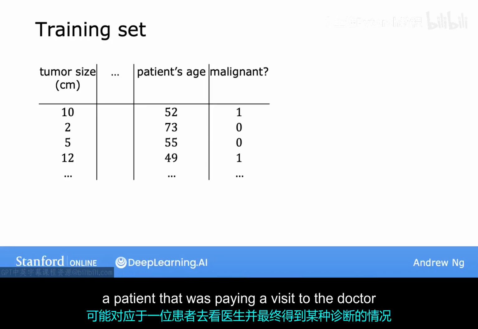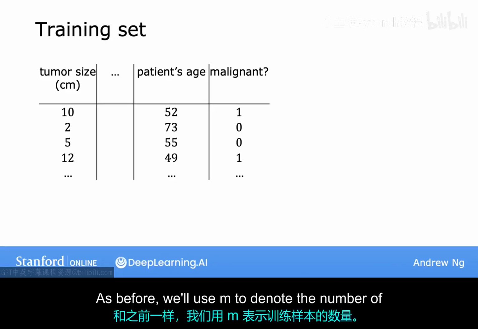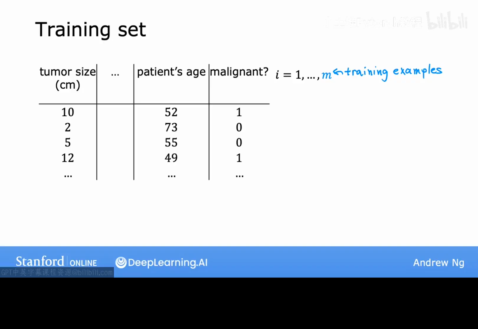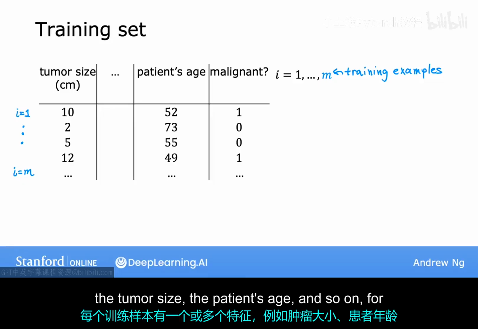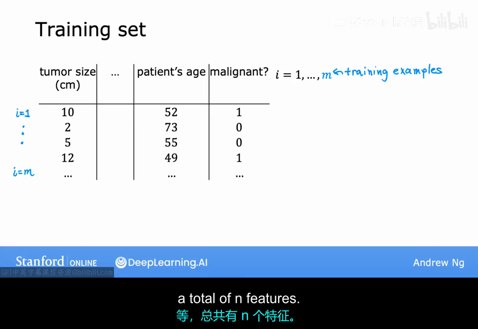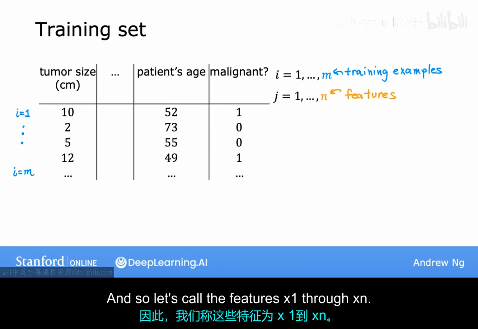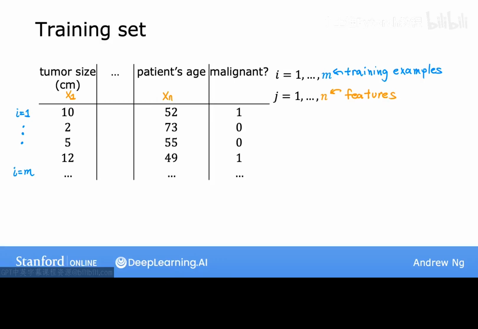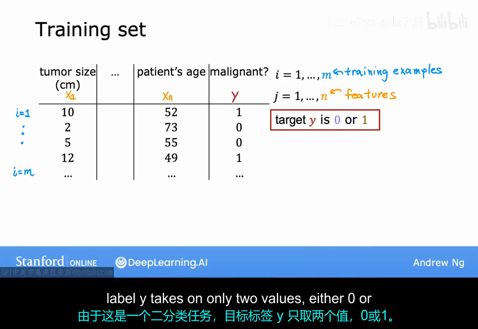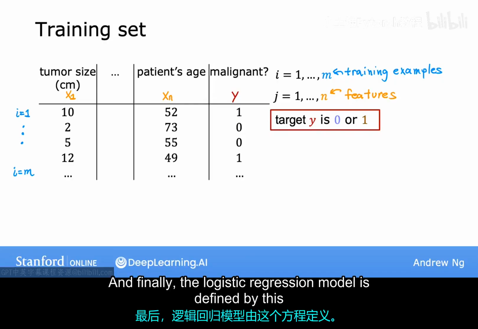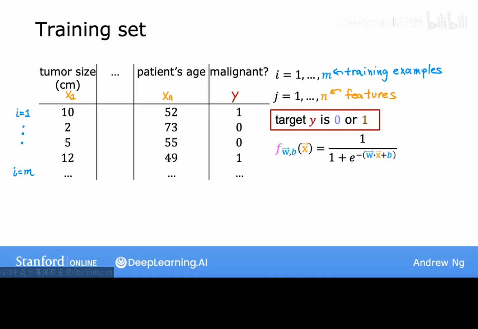Here's what the training set for a logistic regression model might look like, where each row might correspond to a patient that was paying a visit to the doctor and wound up with some sort of diagnosis. As before, we'll use m to denote the number of training examples. Each training example has one or more features, such as the tumor size, the patient's age, and so on, for a total of n features. Let's call the features x1 through xn. And since this is a binary classification task, the target label y takes on only two values, either 0 or 1. And finally, the logistic regression model is defined by this equation.